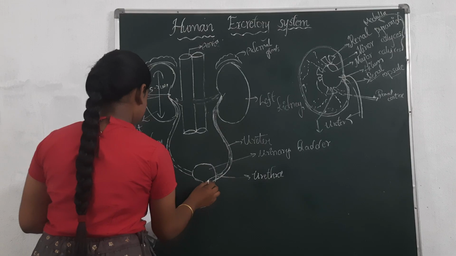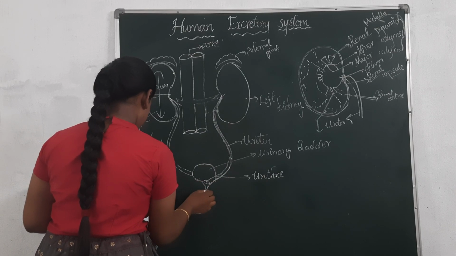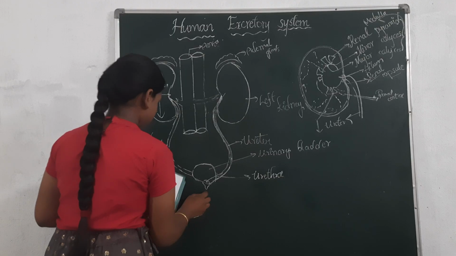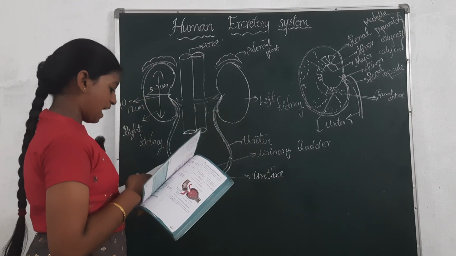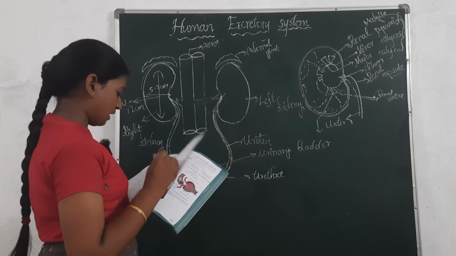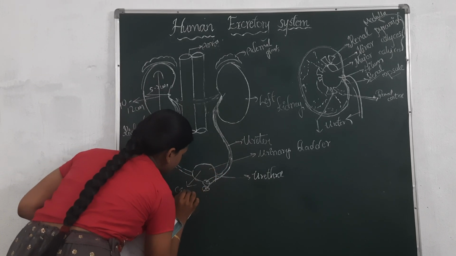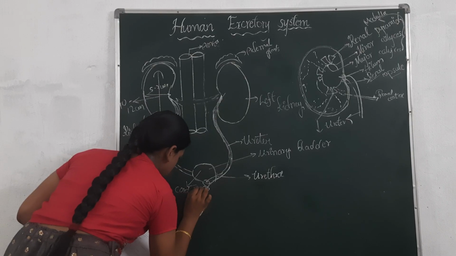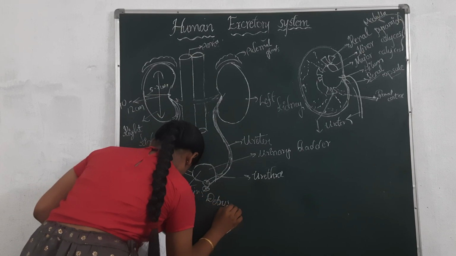Next, the urinary bladder. Here this is the urinary bladder. This is called the internal urethral sphincter and this is called the external urethral sphincter. It has a smooth muscle called the detrusor muscle.